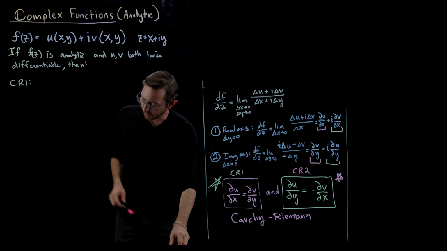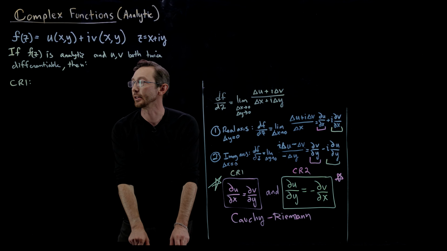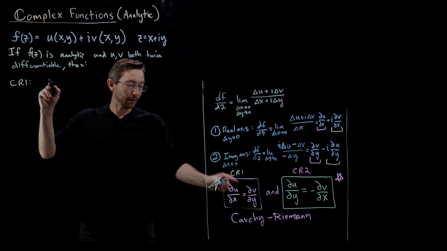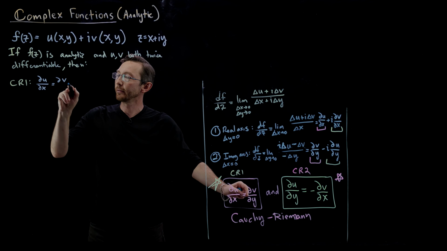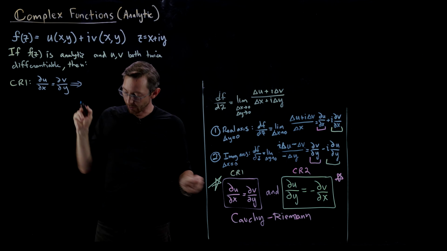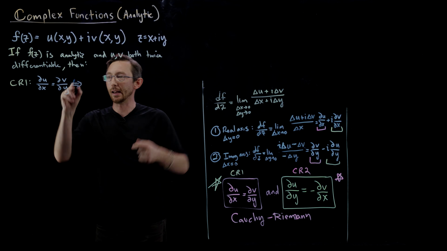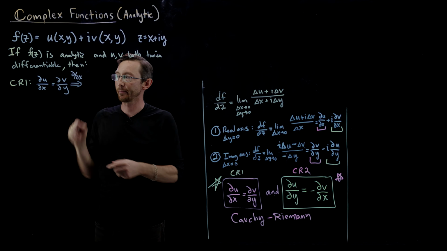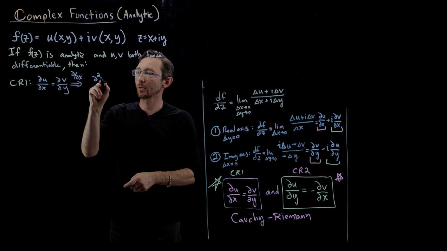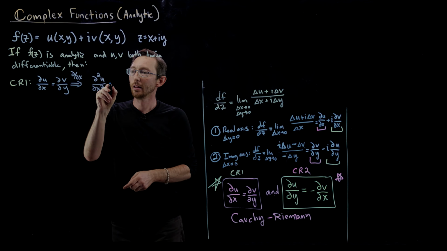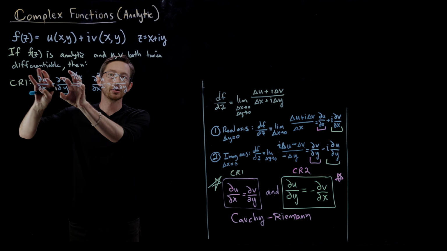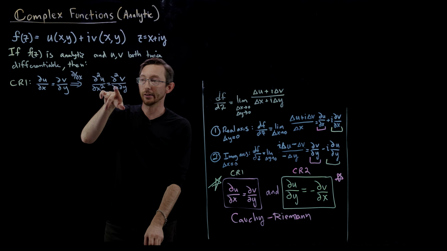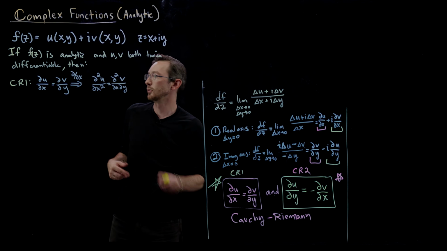Okay. And the Cauchy-Riemann first condition is partial u partial x equals partial v partial y. And I'm going to take its partial with respect to x. I'm going to take partial of both sides with respect to x. And I'm going to get that partial squared u partial x squared equals partial squared v partial x partial y. Okay, that's what happens if I take the partial of both sides with respect to x. This is definitely true. And now I'm going to look at Cauchy-Riemann 2.